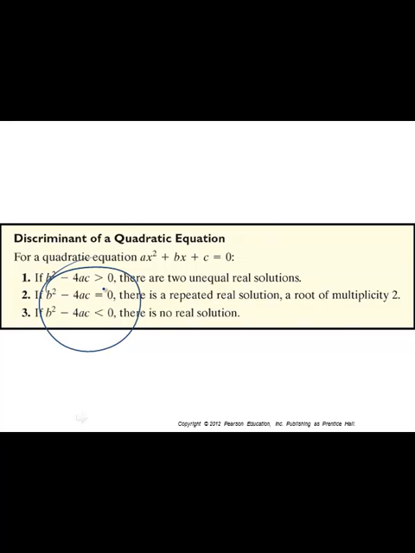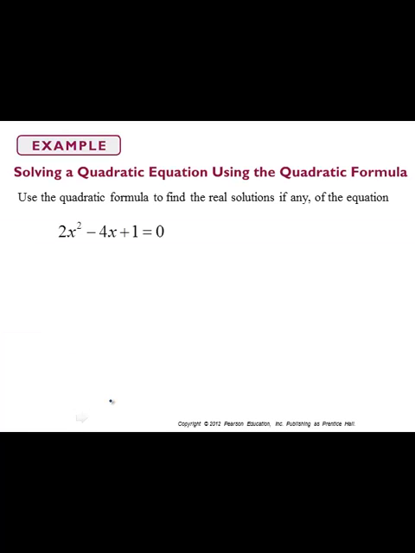So the value of the discriminant, whether it's negative, 0 or positive, will determine whether you have any solutions, and if so, how many. Either you'll have 0 solutions in this last case, one unique solution in the middle case, and two unique solutions in the first case. So let's put this to some use.